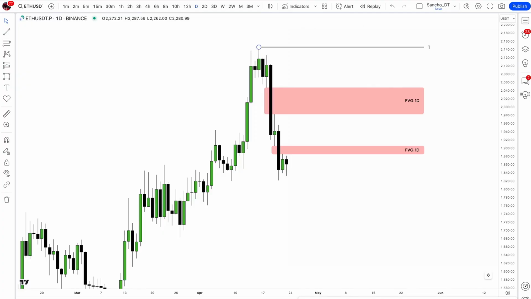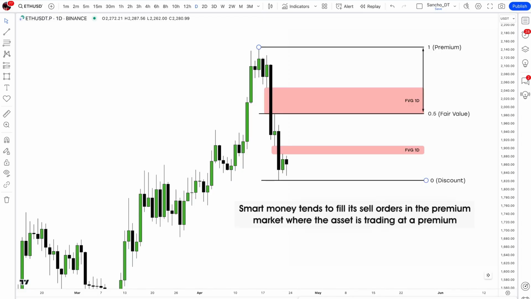Draw a Fibonacci retracement from the peak where the decline began to the low where the correction formed. The 0.5 level in this retracement represents the balance line, indicating the fair value of the asset. Everything above this level is in the premium zone, an area where the asset's price is overvalued, while below is the discount zone, where the asset is trading at a discount. In the premium zone, major players like funds and banks aim to sell off their assets at the best possible price before further price declines.